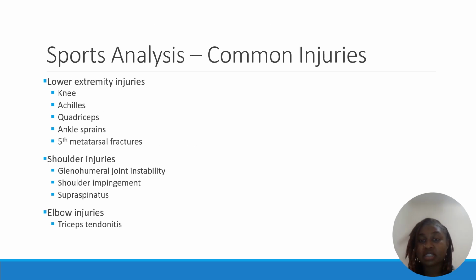All right, next to discuss are the common injuries. There are a lot of lower extremity injuries in the knees, Achilles, quadriceps, ankle sprains, and there are also injuries and fractures of the fifth metatarsal. Next are shoulder injuries, including glenohumeral joint instability, shoulder impingement, and injury to the supraspinatus. Last are elbow injuries, and this is what leads to tricep tendonitis.